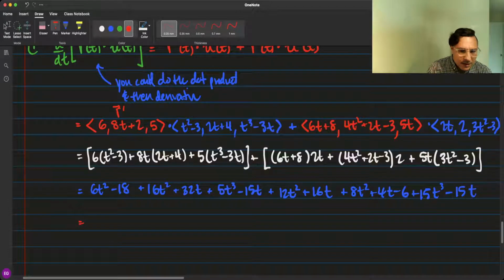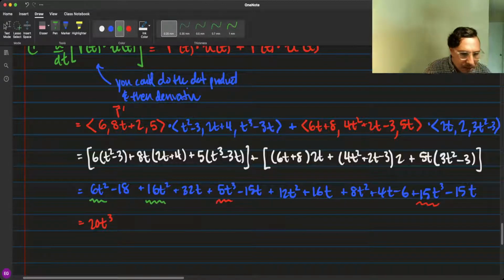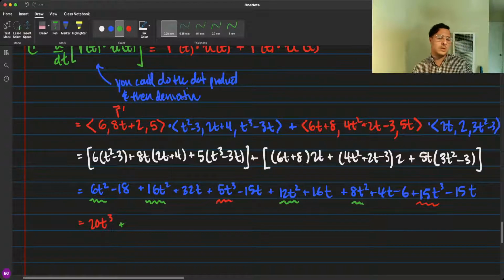Let's look for all the t cubes. You get a 5t cubed plus a 15t cubed, 20t cubed. And we move on to t squareds. So 6t squared, 16t squared, 12t squared, 8t squared. If you add those together, 6 plus 16 is 22, 22 plus 5 is 27, 27 plus 5 is 32, 32 plus 10 is 42, 42t squared.